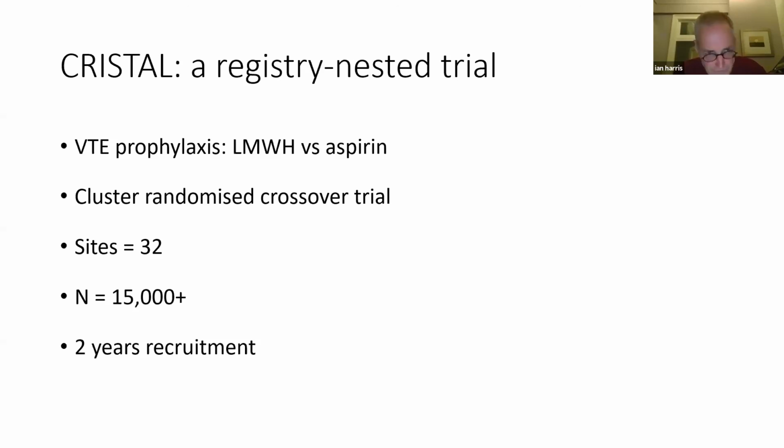We've recruited a little over 8,000 so far in a little under a year, but we have been greatly slowed down by the virus. But hopefully we'll pick up again. But that's the kind of study you can do on such a large scale using virtually automated patient data collection by nesting it within the registry. Next slide.